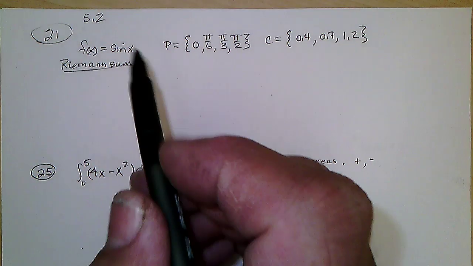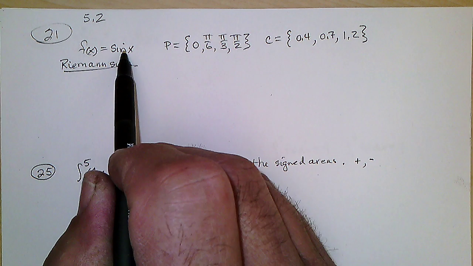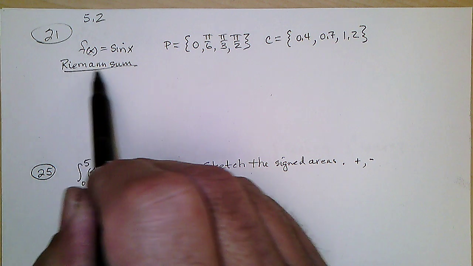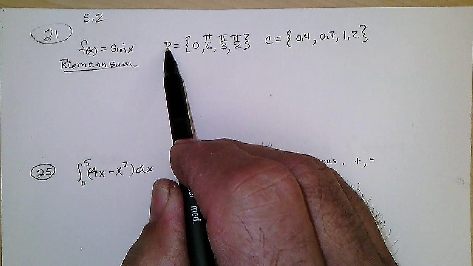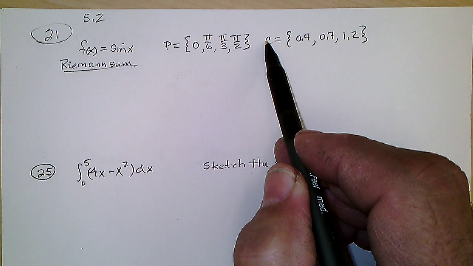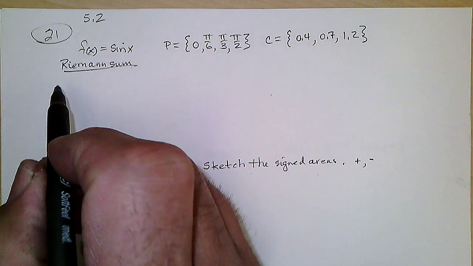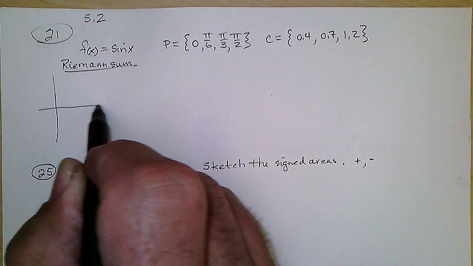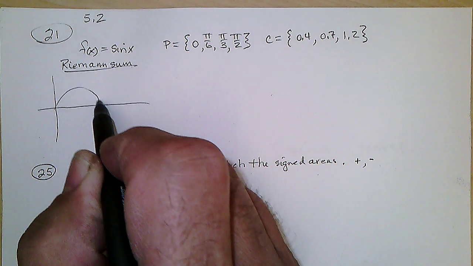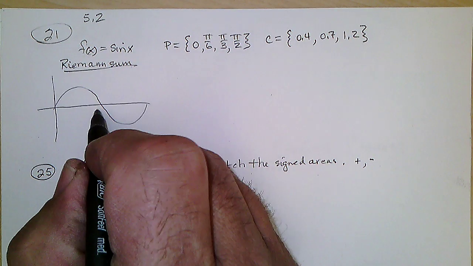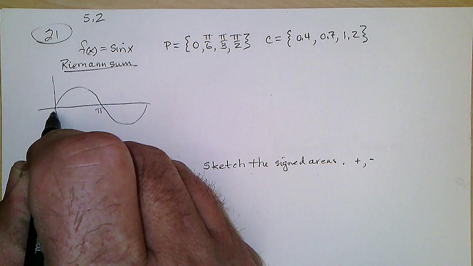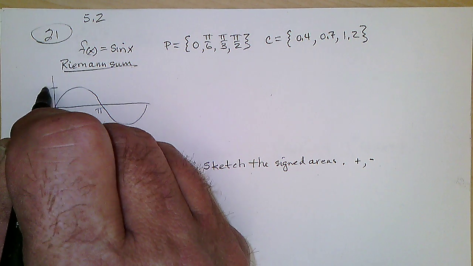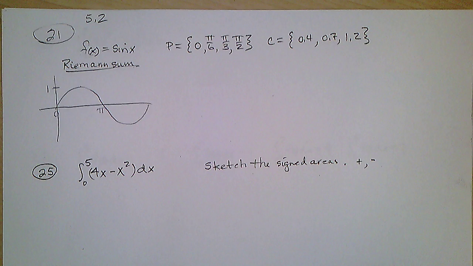Section 5.2. It says the function is the sine of x. We're supposed to do a Riemann sum with this partitioning and these points of concern. So this is basically saying we have a sine curve. And this is pi, and this is 0. Height is 1 at the max.